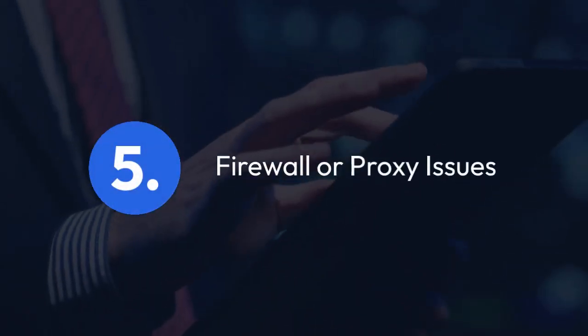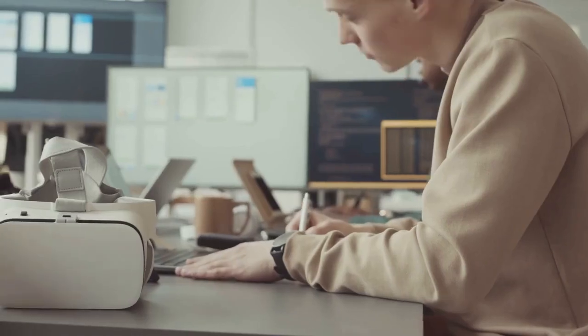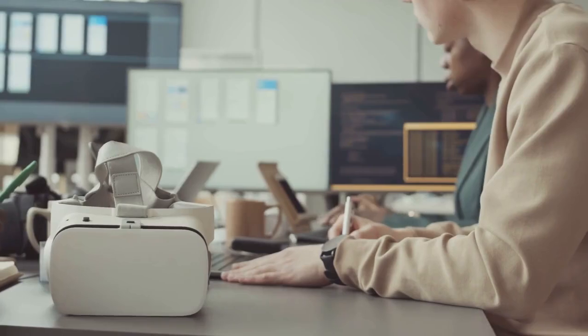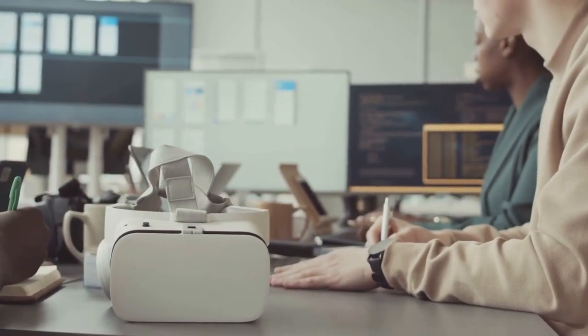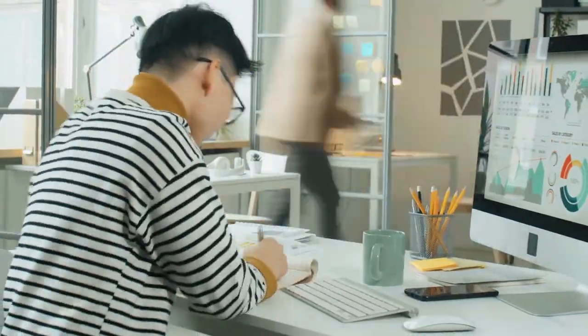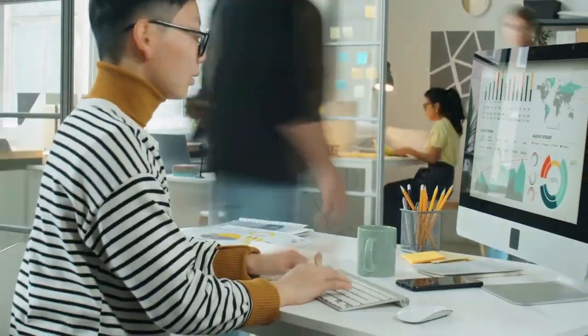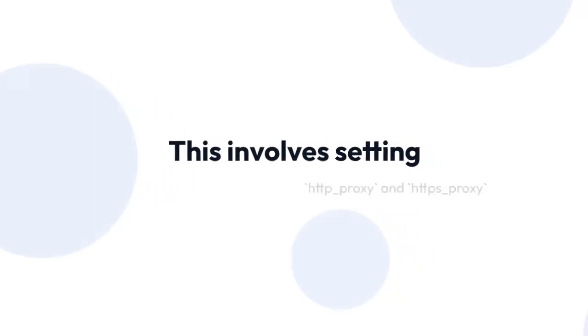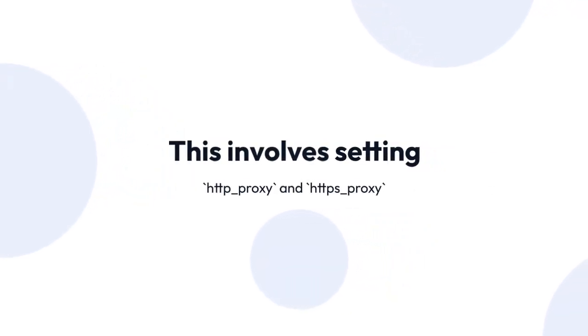5. Firewall or proxy issues. Firewalls or proxy servers can sometimes interfere with Git's ability to connect to remote repositories. Check your network configuration and ensure that outgoing connections on the relevant ports are allowed. If you're behind a proxy, you might need to configure Git to use it. This involves setting environment variables like http_proxy and https_proxy.